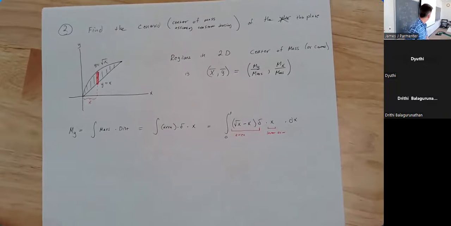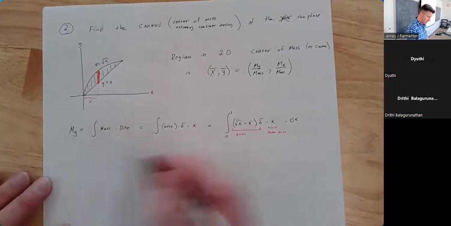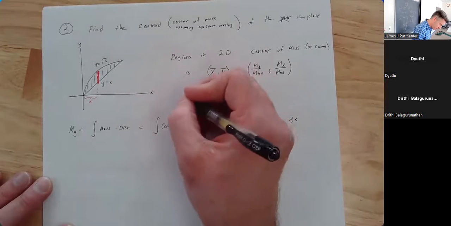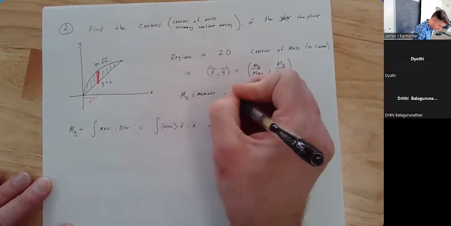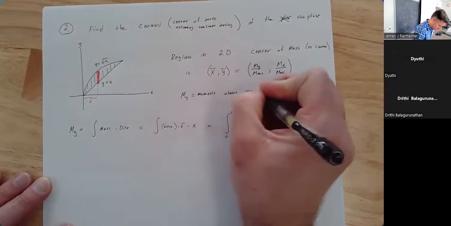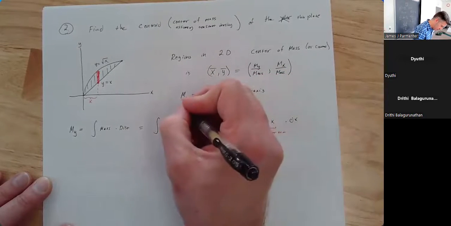Is that the density symbol? Yeah, lowercase delta, which we don't really need here, but I want to show you why we don't need it, so I'm leaving it for just a second. What exactly is my and mx? My is the moment, good question, my is the moment about the y-axis. And similarly, mx is about the x-axis.